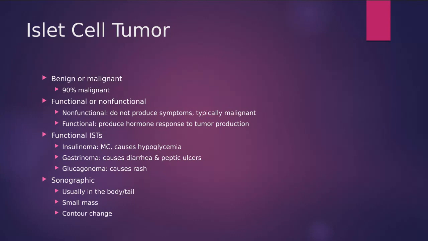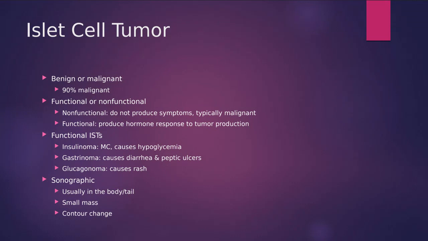On ultrasound, islet cell tumors are going to be super variable depending on their characteristics, right? Like, are they benign, are they malignant, are they functional, are they non-functional? If they're functional, is it an insulinoma or a gastrinoma or a glucagonoma? Like, which one actually is it? We would never be able to tell that on ultrasound. We are usually going to be finding islet cell tumors in the body or the tail.